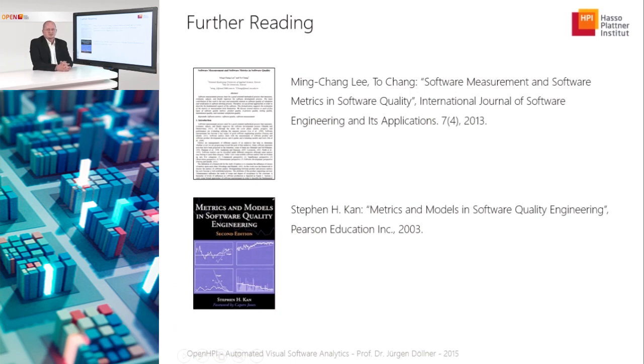As further reading, we can recommend an article called Software Measurement and Software Metrics in Software Quality, which appeared in 2013, and a book from Stephen Kan, Metrics and Models in Software Quality Engineering.